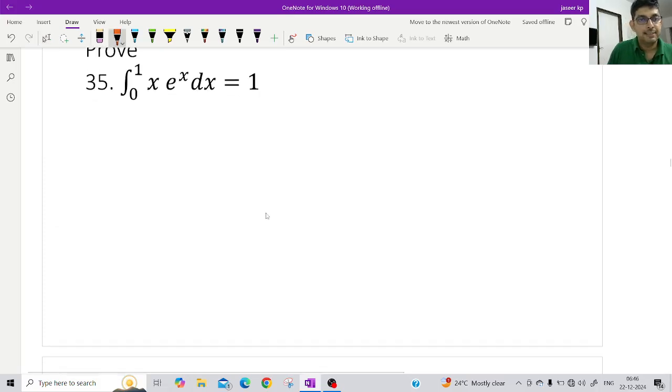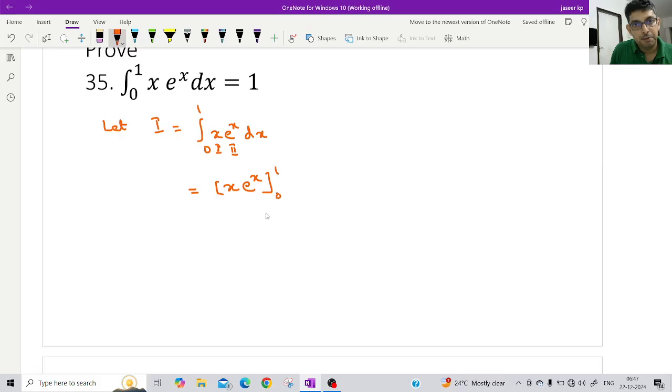Integral 0 to 1 x e power x dx equal to 1. This is to be done. So let us take this as I, 0 to 1 x e power x dx. It is to be done by parts. X is taken as the first function, e power x as the second function. So first function into integral of second, then applying the limits, minus integral again from 0 to 1, derivative of first into integral of second.